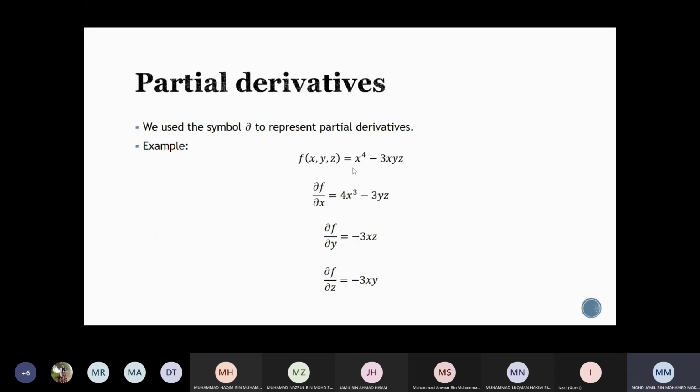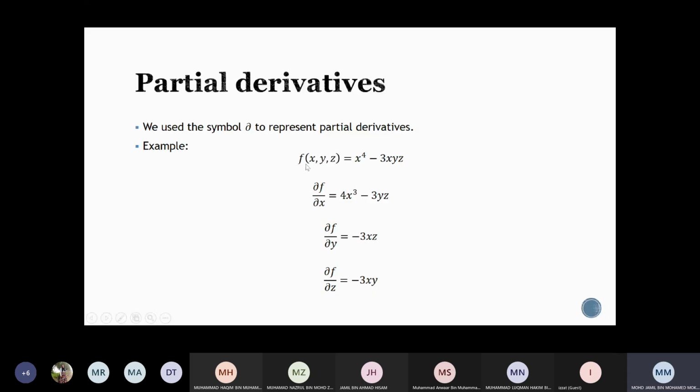So let's look at a different example. Sometimes we use this symbol, the mirror image of number 6, or I call this del siput, to represent the partial derivative.